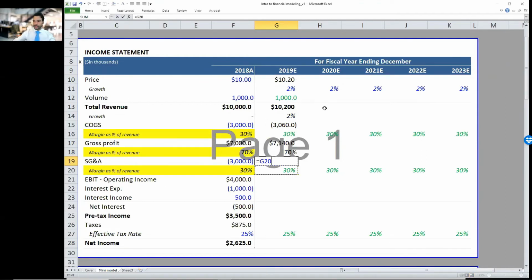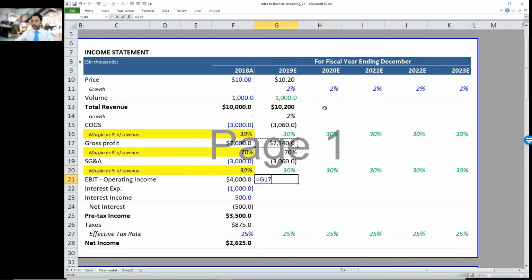SG&A, we're going to take the 30% and multiply by total revenue. There it is. And of course, minus signs. And let's also change the format. I'm just going to copy the format for cost of goods sold and paste it. There it is. And of course, we have our EBIT.